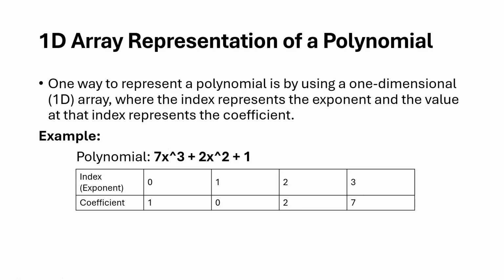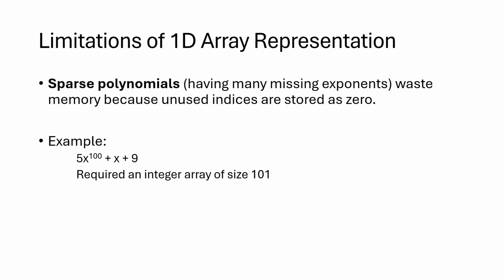Is there any limitation? Yes. There is a limitation if we have a sparse polynomial. Let's say we have a polynomial like this: 5 into x to the power 100 plus x plus 9. So here the degree of the polynomial is 100, but most of the terms are missing in this polynomial. That means we don't have x to the power 99, x to the power 98. Basically they are present, but they are multiplied with 0. If I want to store this polynomial using a 1D array, then the space wastage will be very high. Why? Because we have to create one array of size 101.